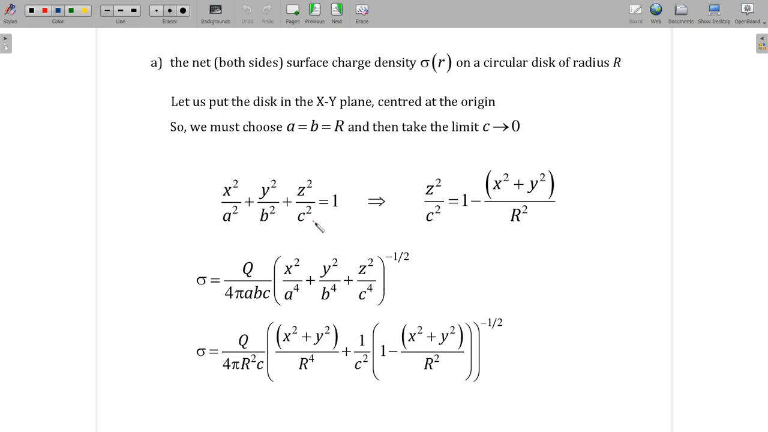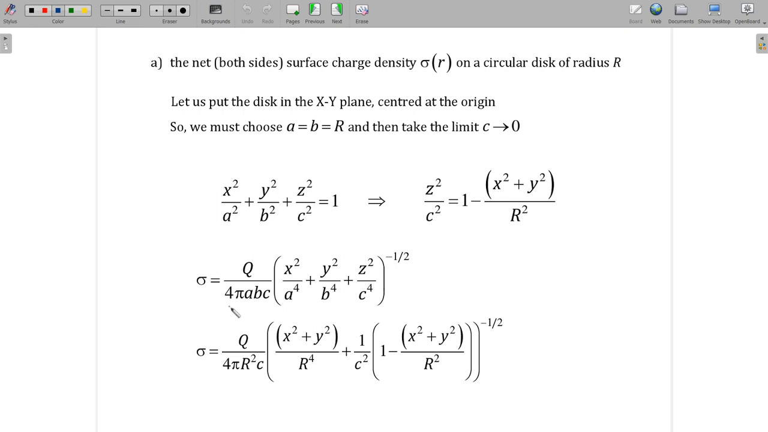So by choosing the value 0 for c, I flatten the ellipsoid into a disk in the xy plane. If I want a circular disk, I choose a equal to b equal to r, right? So how would that affect the formula for the surface charge density is what we want. We know what we have to do with the quantities a, b and c to make it a disk, but how to derive the surface charge density of that disk from the given formula.